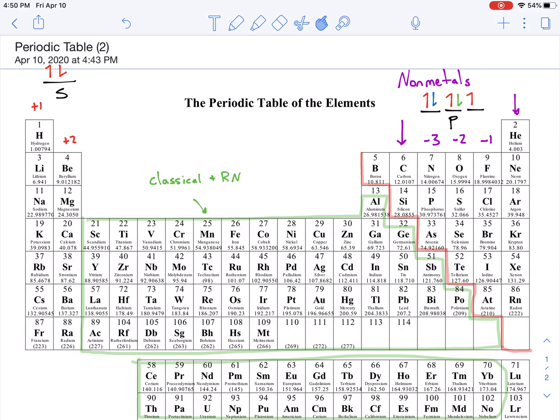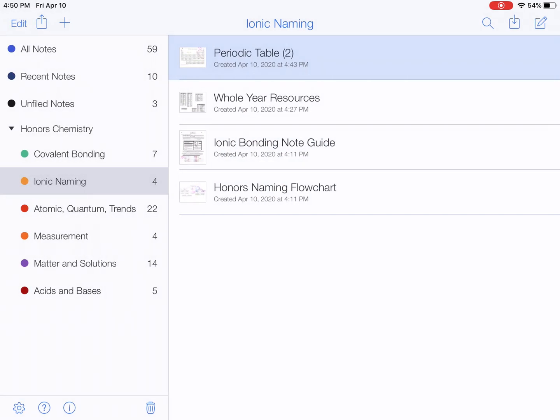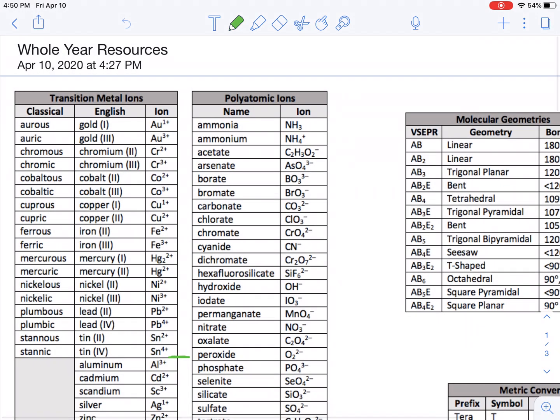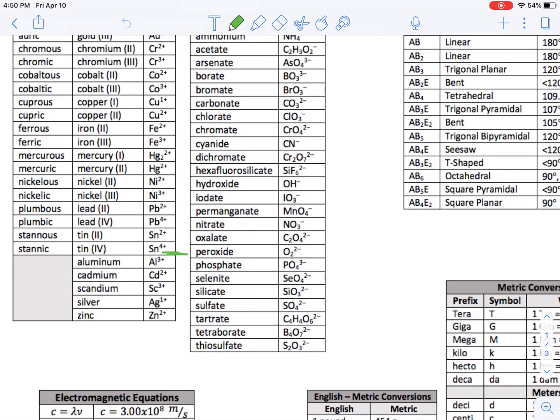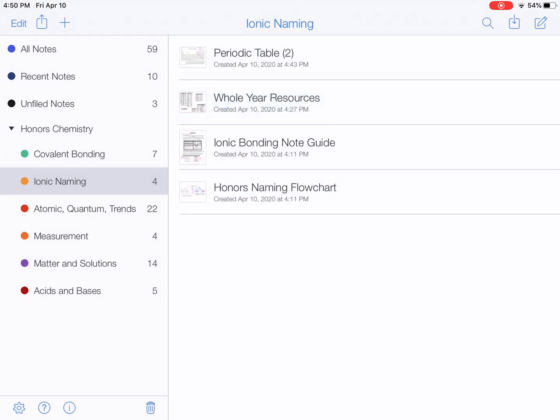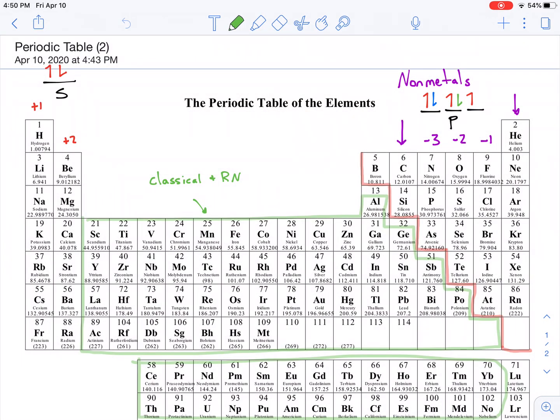Now there's one final amendment to this. I've told you that everything in the green box requires a Roman numeral. That is relatively true with a few exceptions. Fortunately, the exceptions are written right here. So these 5 elements happen to be in the green box that we see on our periodic table. However, they always only have 1 charge, just like these cations that only ever have 1 charge.